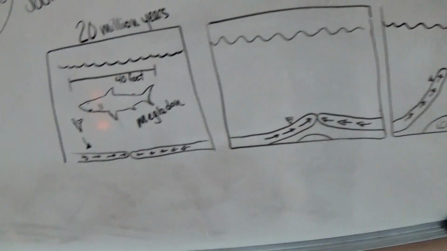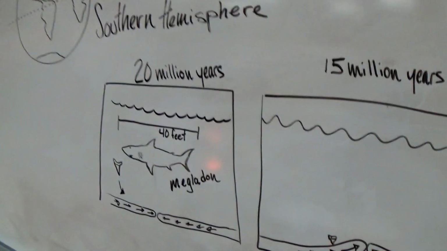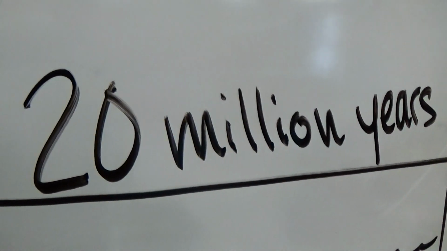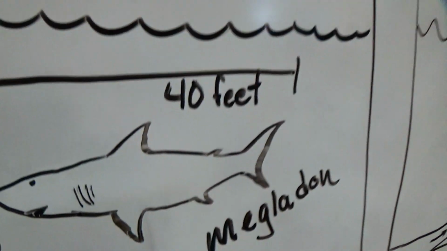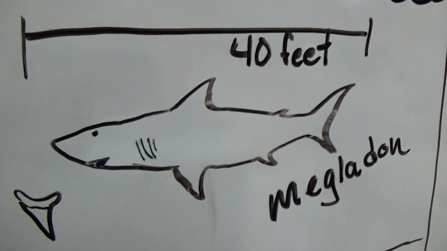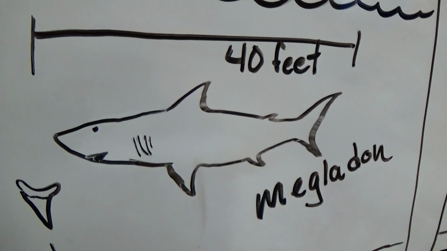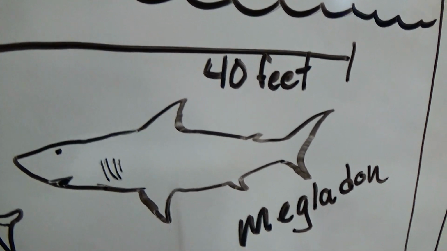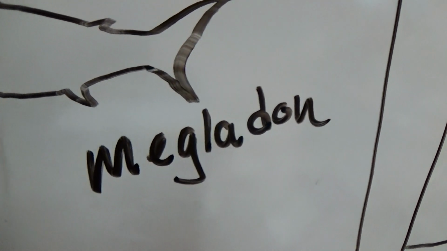So what we're going to do is I've made some little illustrations. You might want to call them cartoons, but let me tell you a story. Like 20 million years ago, very long time ago, there was a familiar shape in the water, a great white shape, except that it was about 40 feet or longer. This is the megalodon.